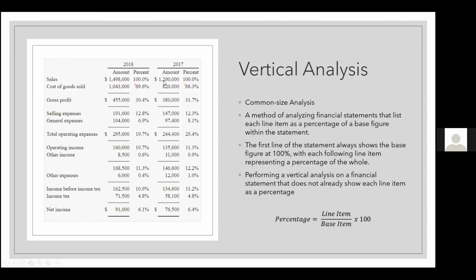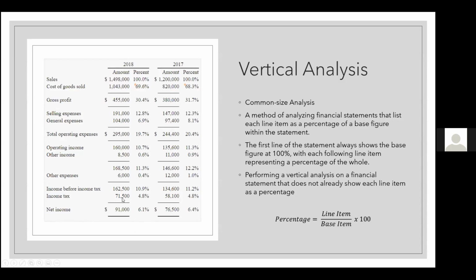in the year 2017, the net income of the company is 76,500. The net income of the company in the current year, 2018, is 91,000. From this, we can say that the net income of the company increased. But by conducting vertical analysis, we can better see if the increase in net income is good. As you can see here, the net income percentage of the company back in 2017 is 6.4%, but in 2018, it's 6.1%.